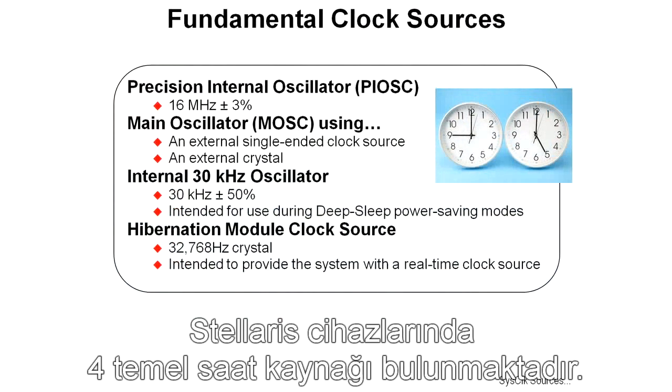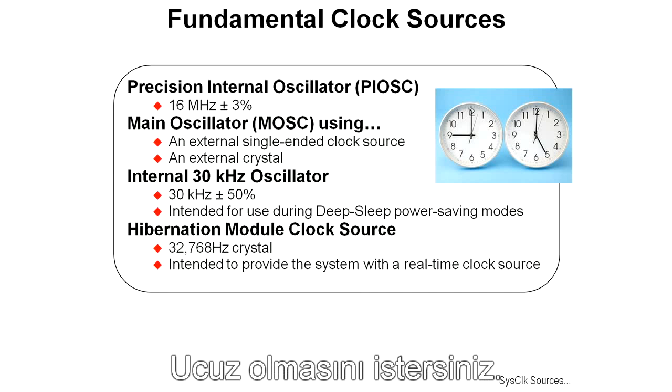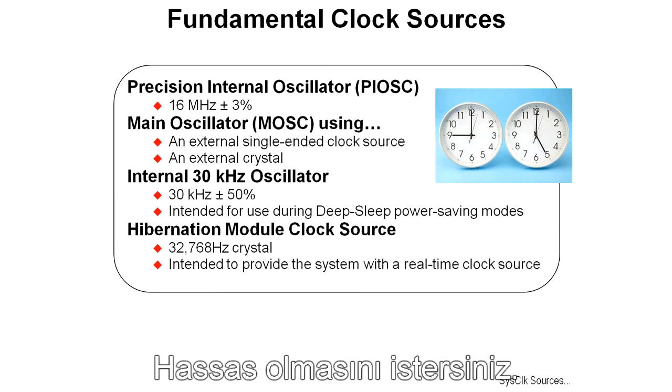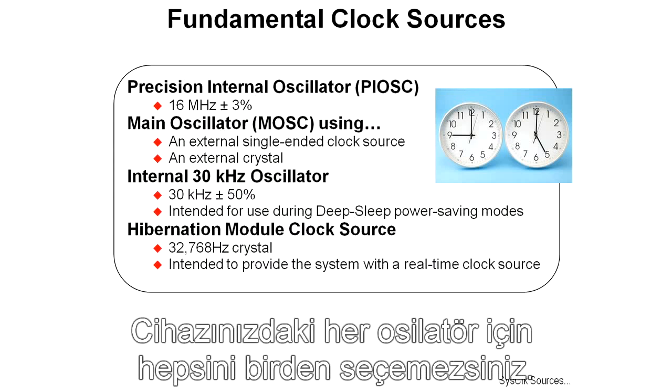There are four fundamental clock sources on the Stellaris devices. What do you want from a clock on your part? You would like them to be cheap. You would like them to be accurate. You'd like them to be easy. You don't get to pick all of those for every one of the oscillators on any part.